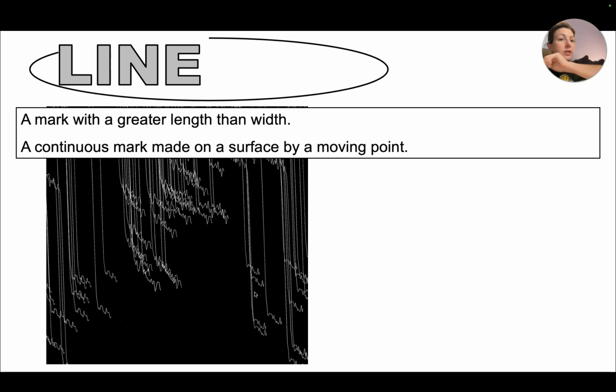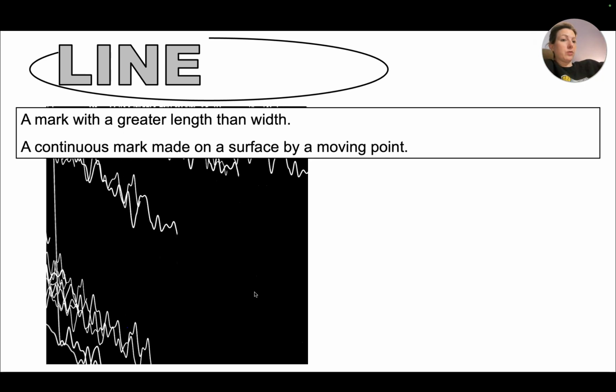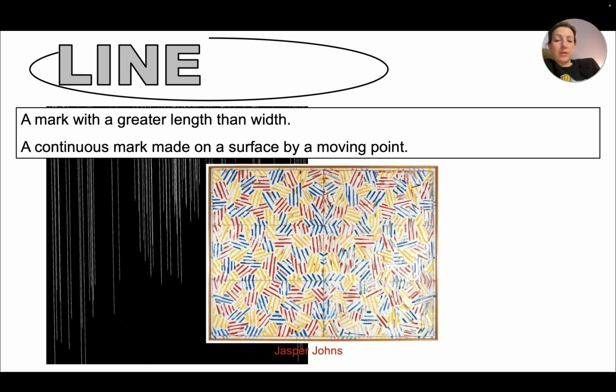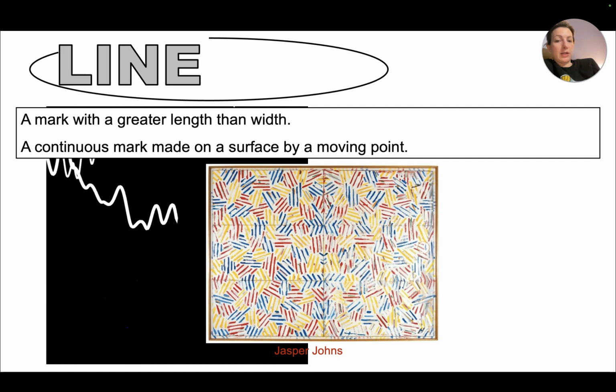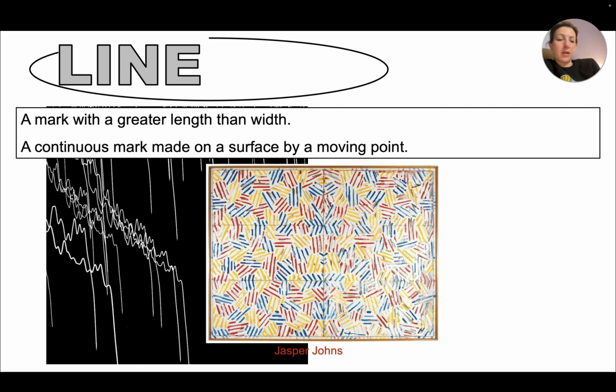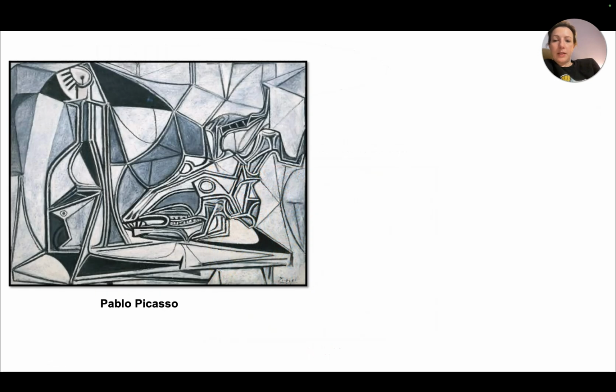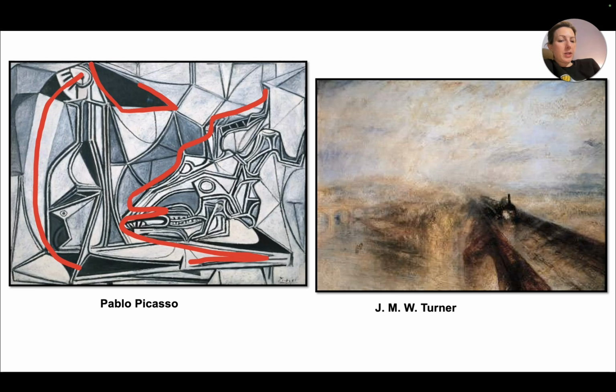a moving point. So at the very basic, when you're just drawing a line across your paper, that is our art element. So this is an artwork by Jasper Johns that uses a lot of thick and kind of thin lines that are in all sorts of different directions, diagonals. This is an example by Pablo Picasso that also uses a lot of different types of lines. And then this is by J.M.W. Turner, who uses line from this bridge to point into the distance. So you can also use line as a tool to create movement, which we'll talk about a little later.